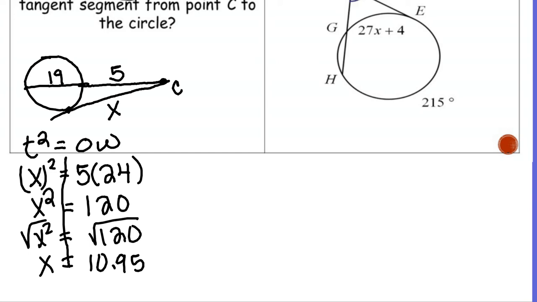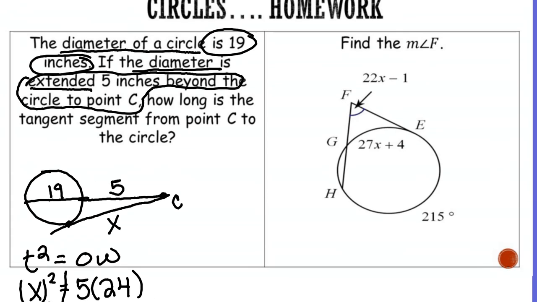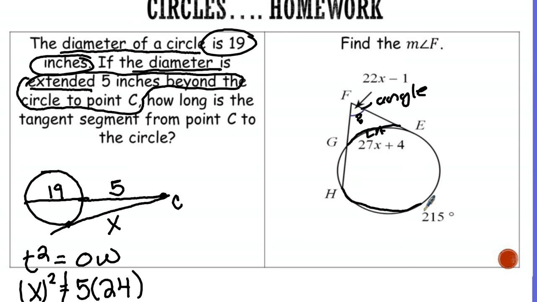And we got it. And are there any units? Yep. So it's going to be 10.95 inches. Okay, done with that problem. This question here tells me to find the measure of angle F. So that means I'm finding this part right here. So that's my angle. And it's an outside angle, so this is a little arc. And this out here is the big arc.